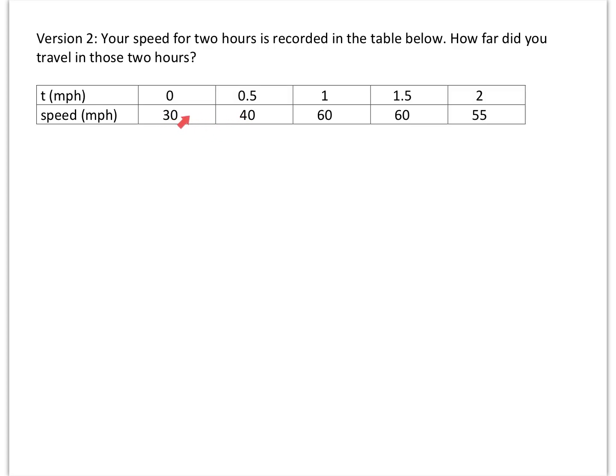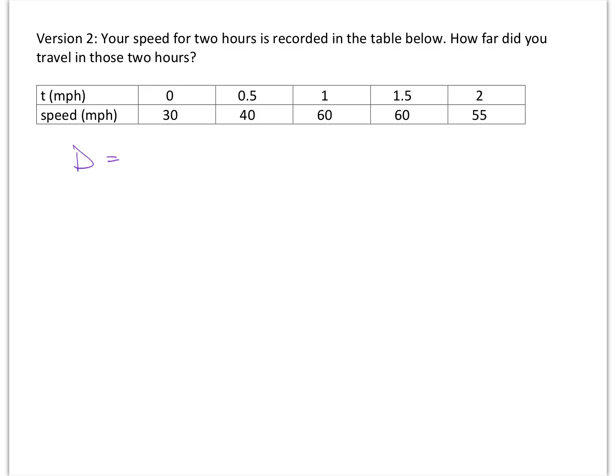It could have gone way up. We could have hit 60 at some point. We don't know. We also could have stopped at some point to buy a snack or use the bathroom, right? So we are going to have to make some assumptions. We don't know what happened between time t equals 0 and t equals a half, but we know that at t equals 0, we were going 30. Let's suppose we traveled 30 miles per hour for that whole half an hour.